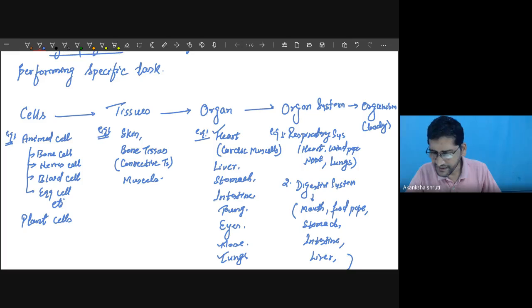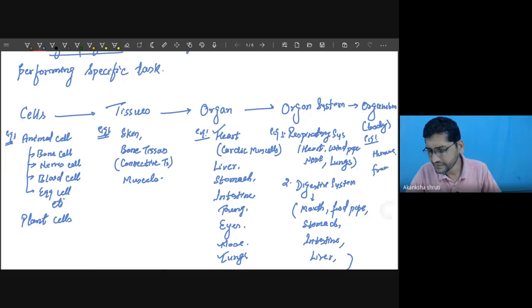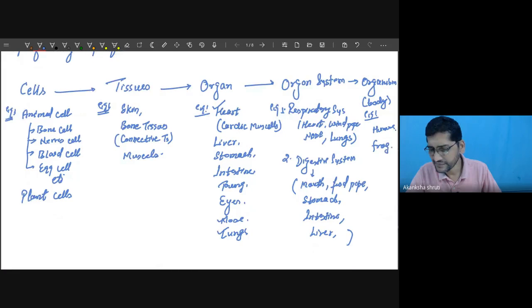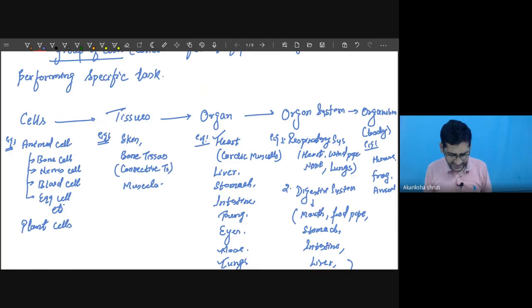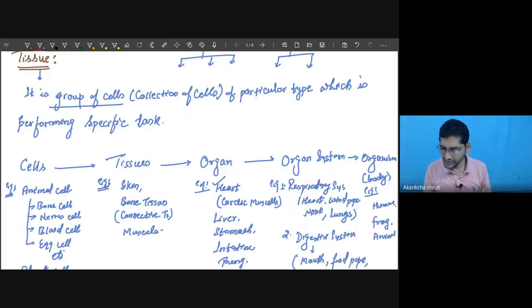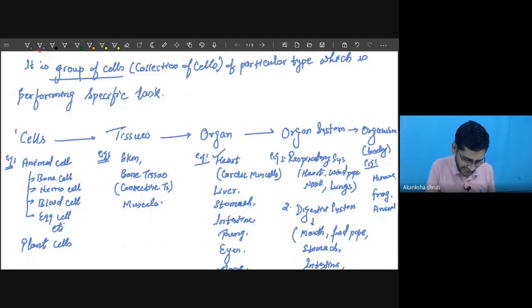Then the organism: for example, human is one organism. Frog, birds, other animals. These are the organisms. Okay, students. So what we are observing is that cells combine to form tissues. Then these tissues later combine to form an organ, then the organ system, then the organism. That's why we call the cell the fundamental unit of life. Below this cell, no life exists.